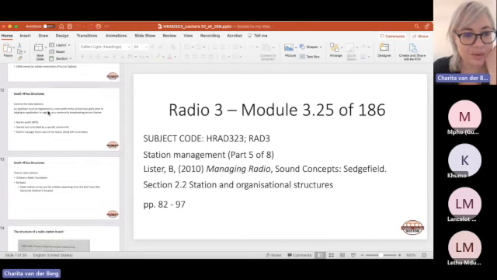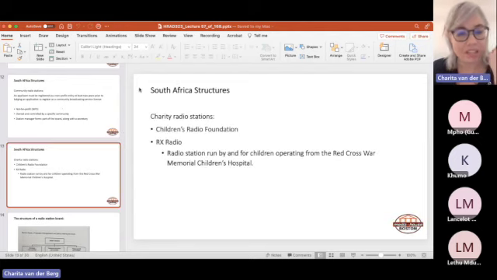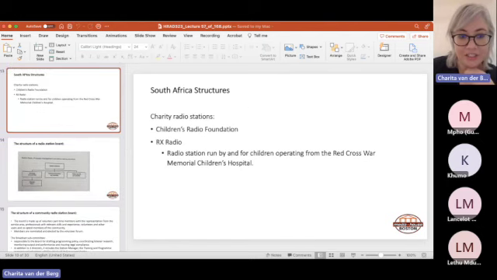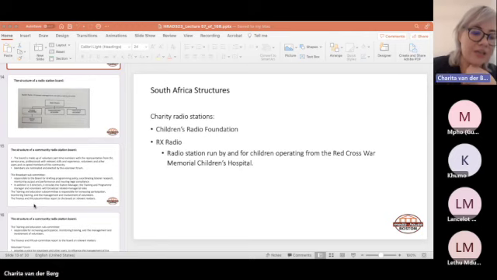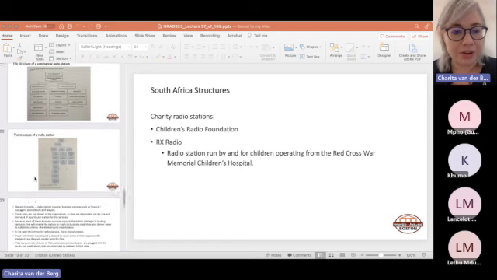Our community radio stations need to register as a non-profit entity. They are owned and controlled by a specific community, and they have a station manager that forms part of a board along with the secretary. And then we do have charity radio stations. We have the Children's Radio Foundation and RX Radio, which is a radio station run by children for children, operated from the Red Cross War Memorial Children's Hospital. Then we looked at the difference between a UK community and commercial radio station board versus a South African radio station. So that's pretty much the layout.